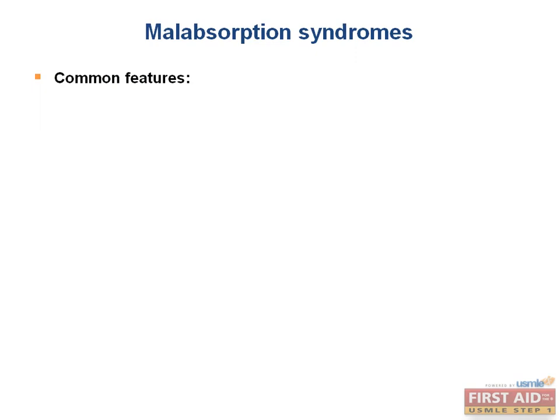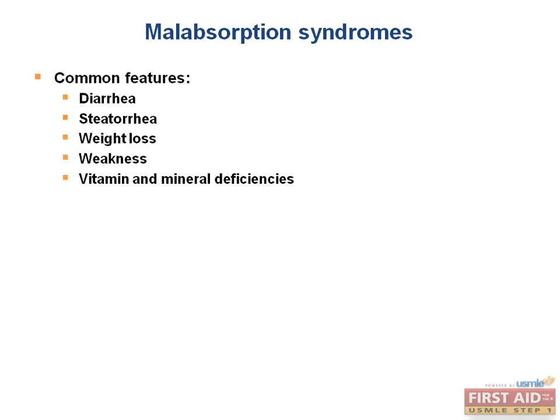Okay, now that we've finished ulcers, let's tackle malabsorption syndromes. There are many different malabsorption syndromes, and they all have similar clinical features. What are they? Well, they're diarrhea, steatorrhea, weight loss, weakness, and vitamin and mineral deficiencies. Some have additional features, which we will highlight as we go through all the different malabsorption syndromes.